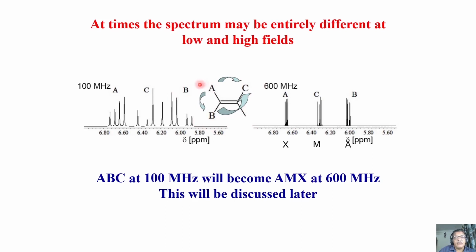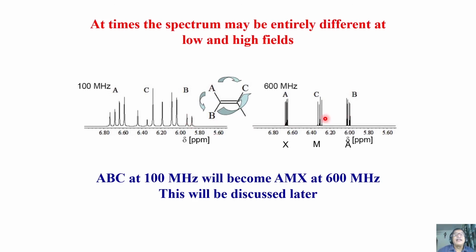The proton spectrum of this molecule taken at a 100 megahertz spectrometer appears like this. On the other hand, if you take the spectrum of the same molecule on a 600 megahertz spectrometer, it looks much better. Look at this, entirely a different spectrum. You don't get confused that you have made a mistake and this is not the spectrum of your molecule. No, same molecule, there is no mistake. I have taken the same sample, the same NMR tube, recorded at 100 megahertz and then put it in a 600 megahertz spectrometer and recorded the spectrum, and they appear different.